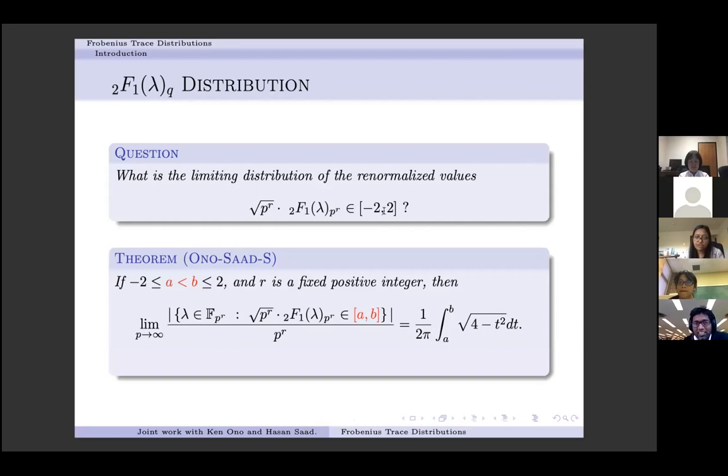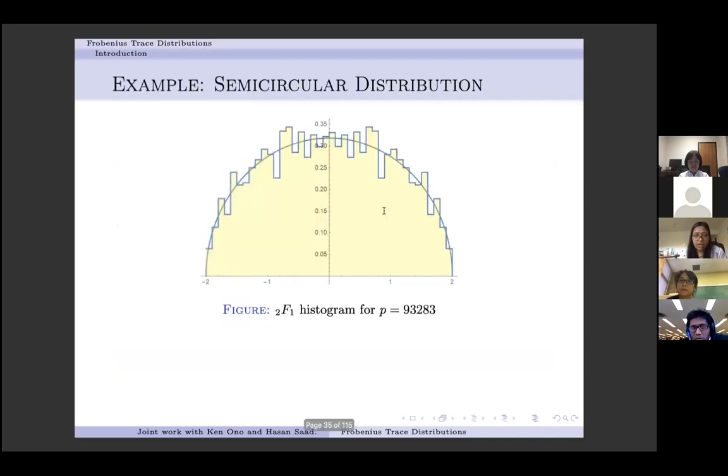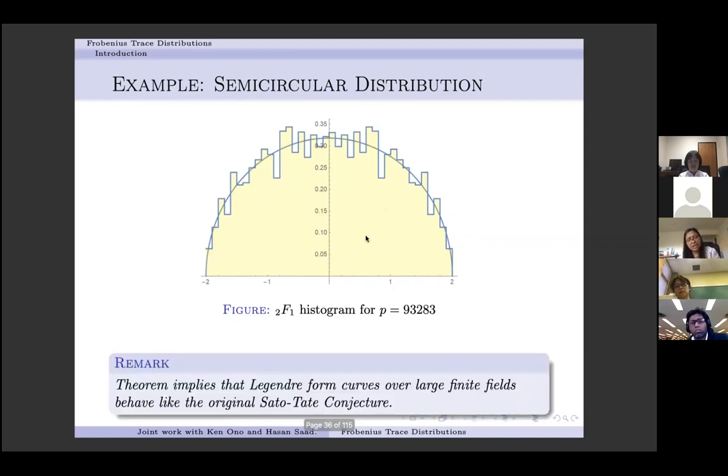So for this 2F1 function, the limiting distribution is semicircular, which is like the Sato-Tate distribution. Now we'll see the histogram for the 2F1 function. If we consider this histogram for the prime p equal to 93,283, where on the x-axis we divide into subintervals, and on the y-axis we take the frequencies, it looks like this. And if we take p going to infinity, this histogram converges to this semicircle. So from our theorem, we obtain that the Legendre form of elliptic curves over large finite fields behave like the original Sato-Tate conjecture.